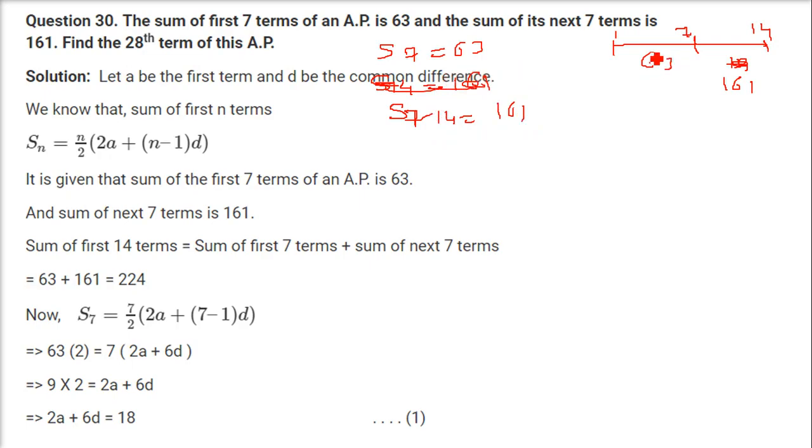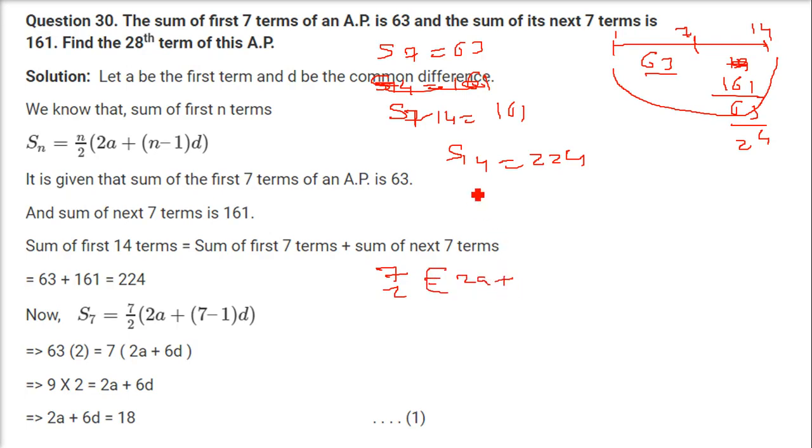So now what will be S14? If I have to write S14, that means I have to add these two, right? 63 plus 161, so it will be 224. So S14 is 224 and S7 is 63. So let us use the formula now. S7 is 63, so we have 7 by 2 into 2a plus 7 minus 1, that is 6d, equal to 63. This is our first equation.